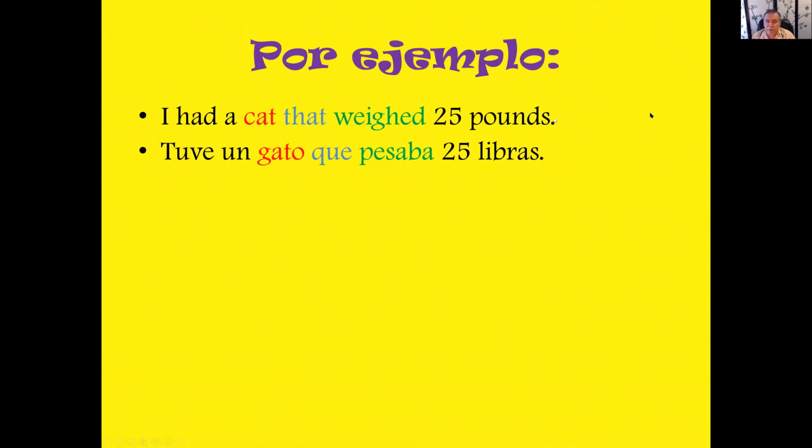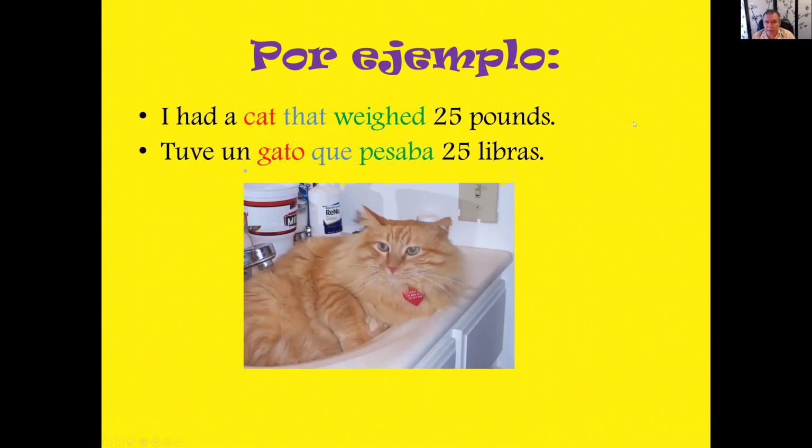Tuve un gato que pesaba 25 libras. I decided to put it in the imperfect, which is an indicative tense. And why did I put it in the imperfect? Well, here's the cat. This is Pangerban. He was an absolutely adorable part Maine Coon. Oh, what a great boy he was, so loving. And that's my proof that he exists. So I have to use an indicative here to describe the gato who is existing.